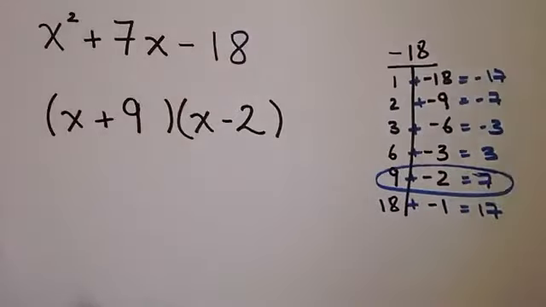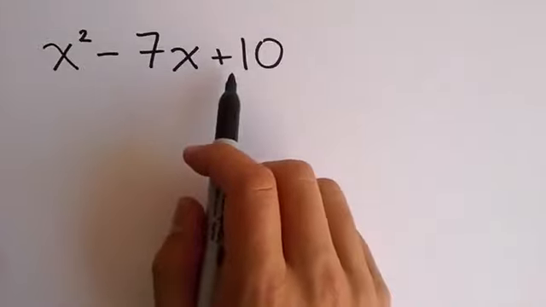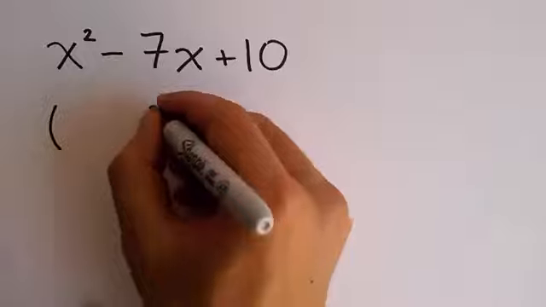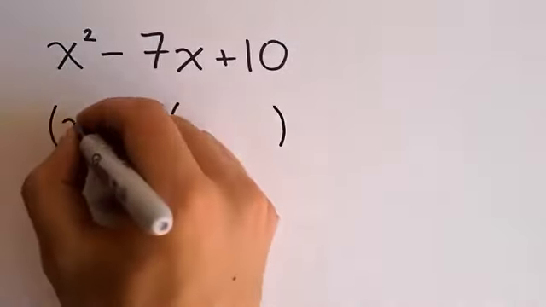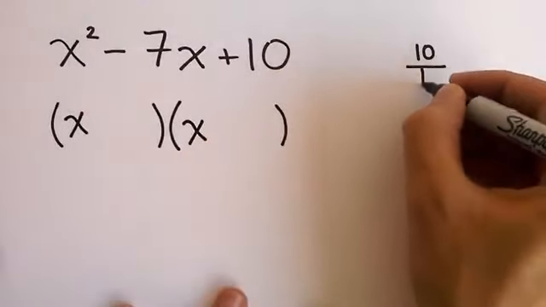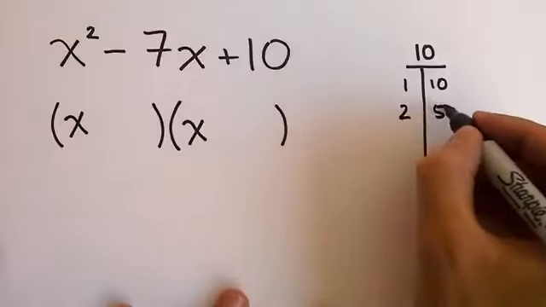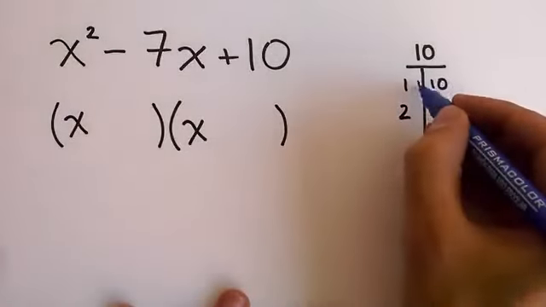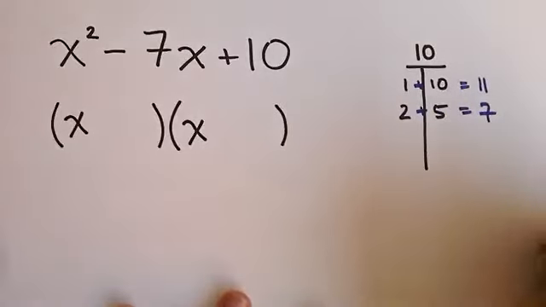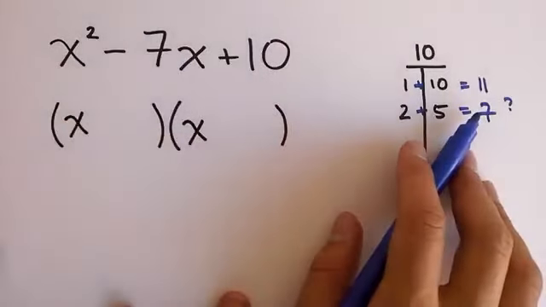For our third example, I want us to check what happens when the constant term is positive, but the term in the middle is negative. So, as usual, we begin with our two parentheses, x at the beginning of both, and then let's check out the factors of 10. So you have 1 and 10, you have 2 and 5. And now let's perform our test. 1 plus 10 is 11, 2 plus 5 is 7, but we didn't achieve what we wanted. We want a negative 7, and this guy is a 7.